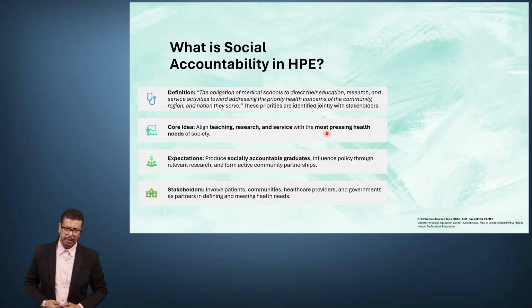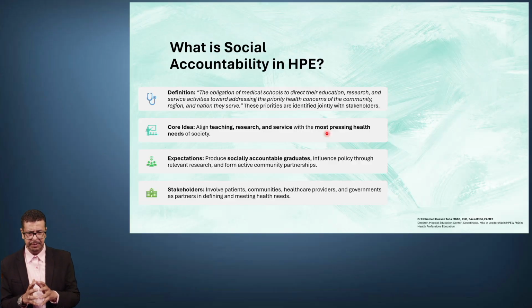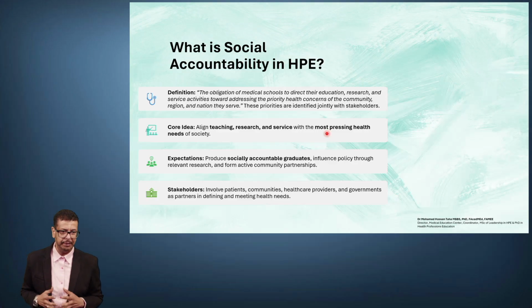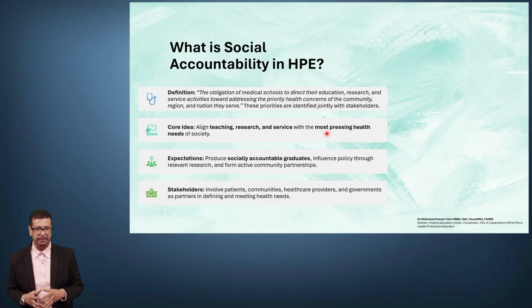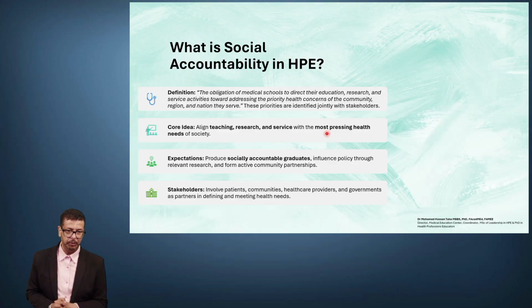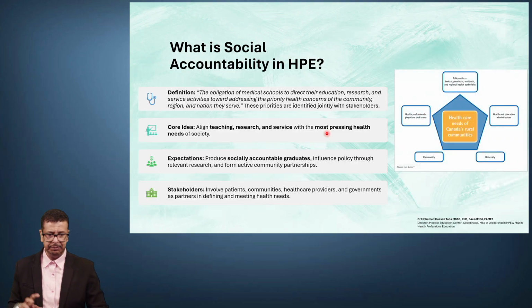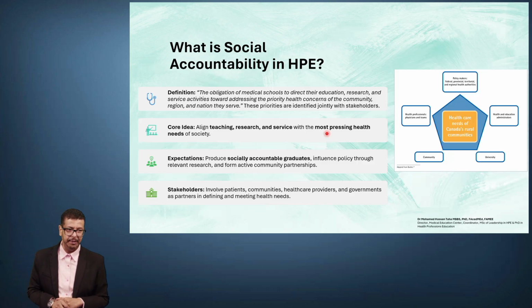So let us revise the definition of social accountability. It's the obligation of medical school to direct their education, research, and service activities toward addressing the priority health concern of the community, region, and nation they serve. And this priority health concern is defined by the stakeholders, as we discussed earlier.